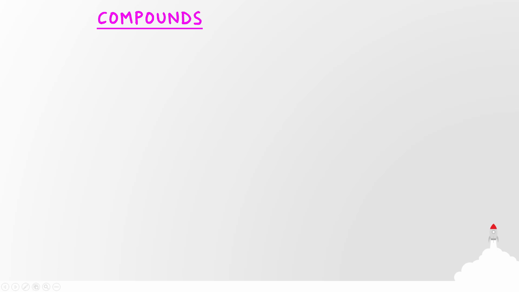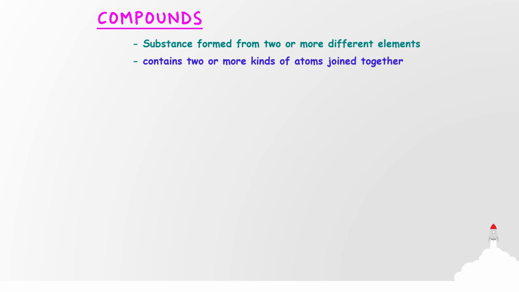Let's take a look at compounds. Compounds are made of 2 or more different elements, and they contain 2 or more kinds of atoms joined together, and these are held together by chemical bonds. Some of the molecules we mentioned can also be considered as compounds.